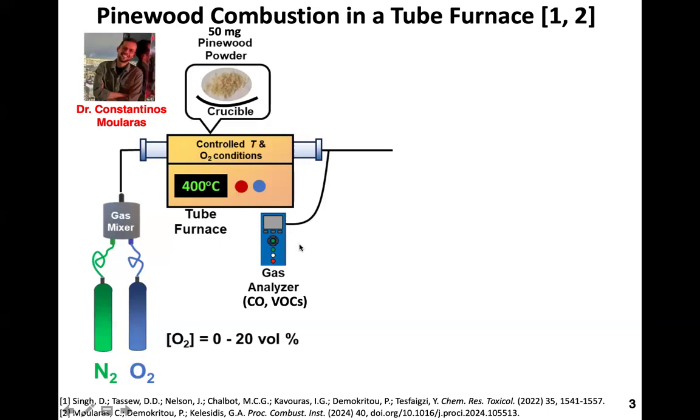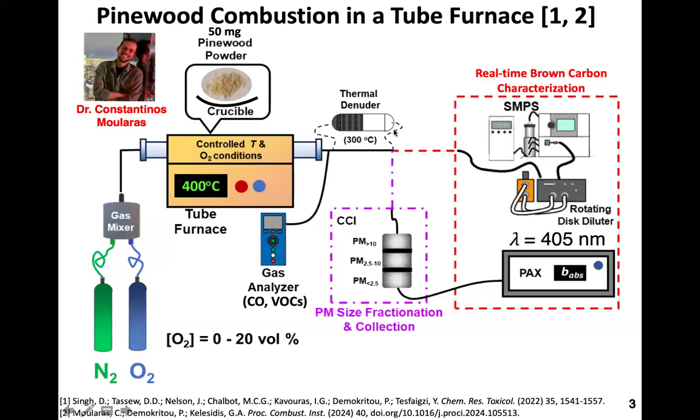The gaseous emissions from pinewood combustion were monitored using analyzers for carbon monoxide and volatile organic compounds. The emitted brown carbon particles were thermally denuded and then diluted using a rotating disk, to avoid any coagulation in the sampling line. The total number concentration as well as the mobility size distribution of brown carbon were monitored in real time using a scanning mobility particle sizer.